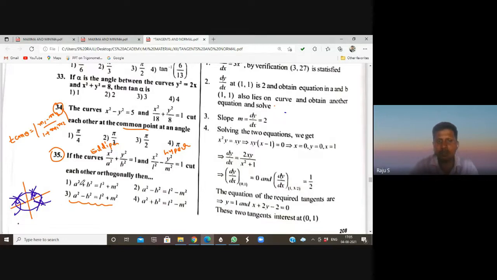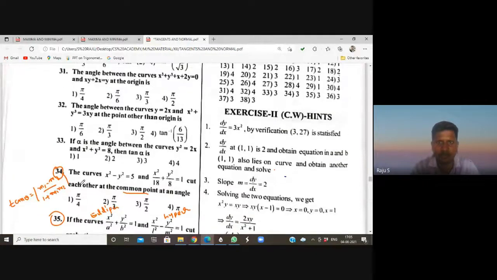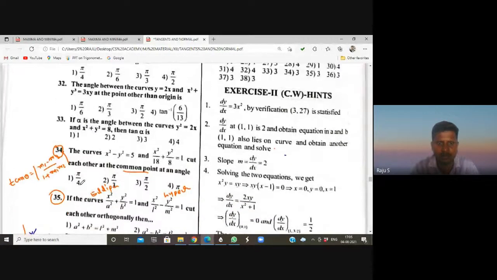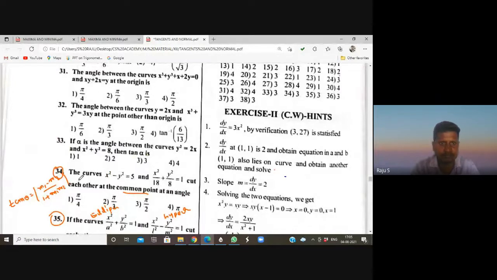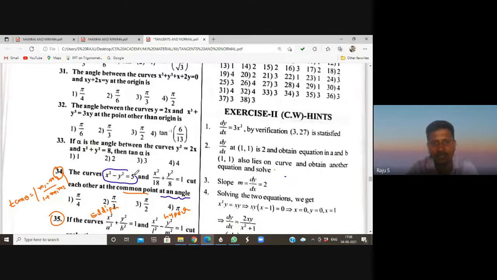So a square minus b square is equal to l square plus m square. Right, students? Now coming to here, here also they cut each other at the same point, and we need to find the angle. So clearly it is a rectangular hyperbola, and the next one is clearly an ellipse, same like the below question.